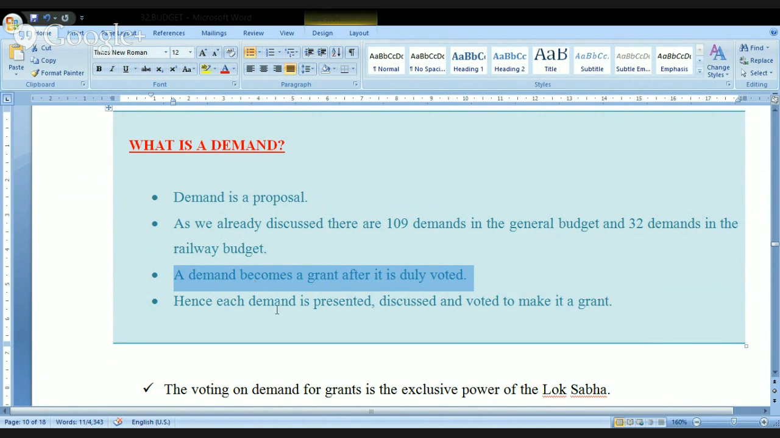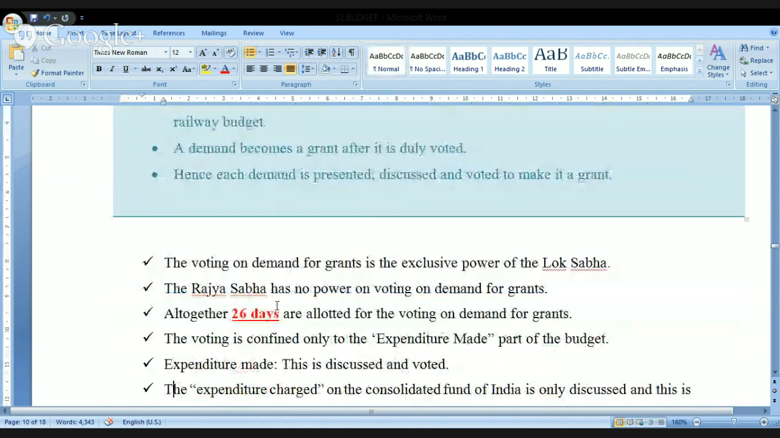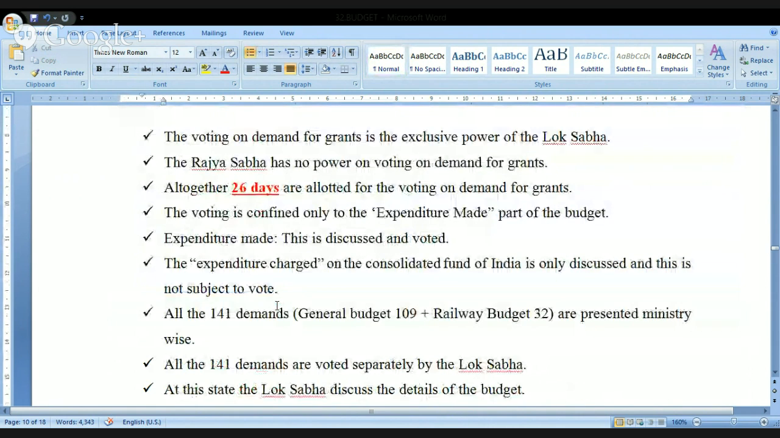Hence, each demand has to be presented, discussed, and voted to make it a grant. So without all these things, you cannot make it a grant. Look at this. The voting on demand for grants is the exclusive privilege of the Lok Sabha. Kindly see here, the first step and second step have taken place in both the houses, both in Lok Sabha and also in the Rajya Sabha.